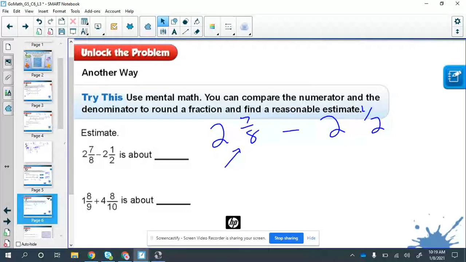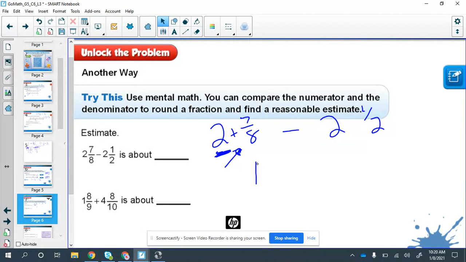So 7/8. 7 is almost 8, which means that this fraction has a value of 1. Now, I said we weren't going to look at the whole number, but that's only when we're doing the benchmark part of this. We still need to think about this whole number because the number is not 7/8. The number is 2 and 7/8. And when I think of the word and, I think of addition. So I'm going to think of 2 plus 7/8 would be 2 and 7/8.